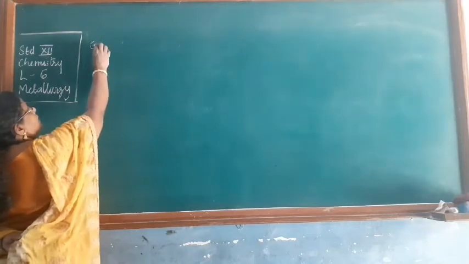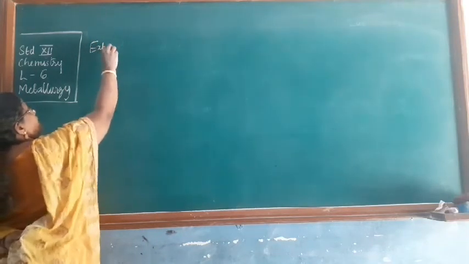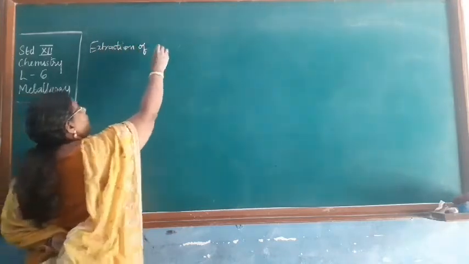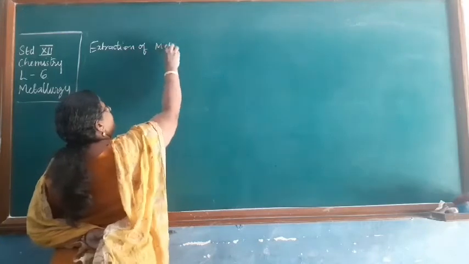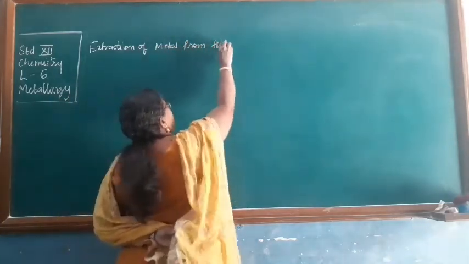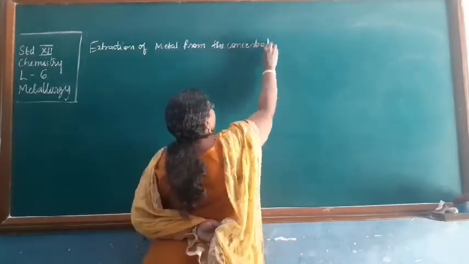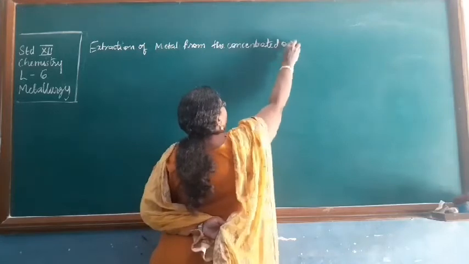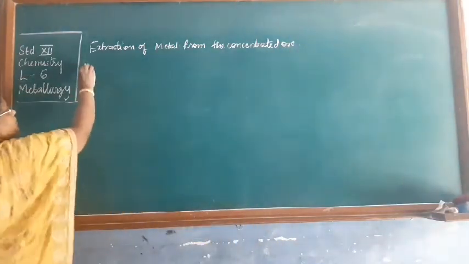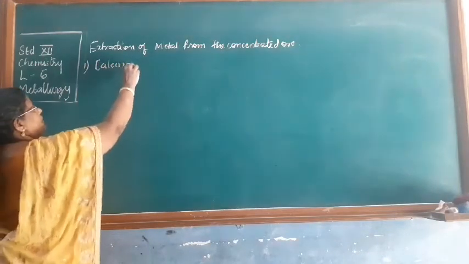We are discussing the extraction of metal from the concentrated ore. In this, the first process which we do is calcination.